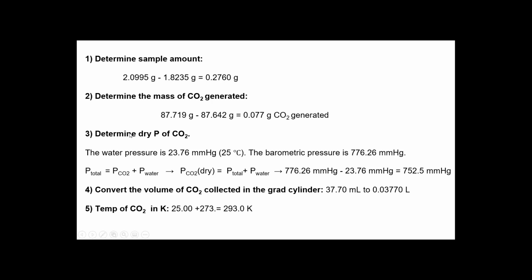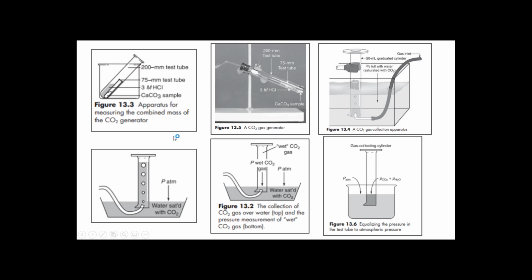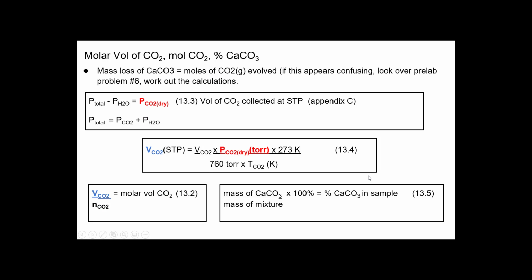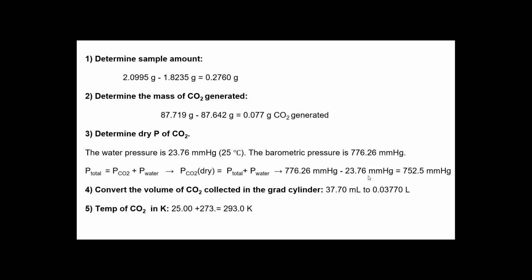Then we need to determine the dry pressure of CO2. The dry pressure of CO2 is removing the water. So we have gas that has been collected in here, and you can kind of see that this level means the atmosphere, this is even. But in here, you also have pressure of CO2 and water. We need to remove that in order to determine what is the pressure of the dry CO2.